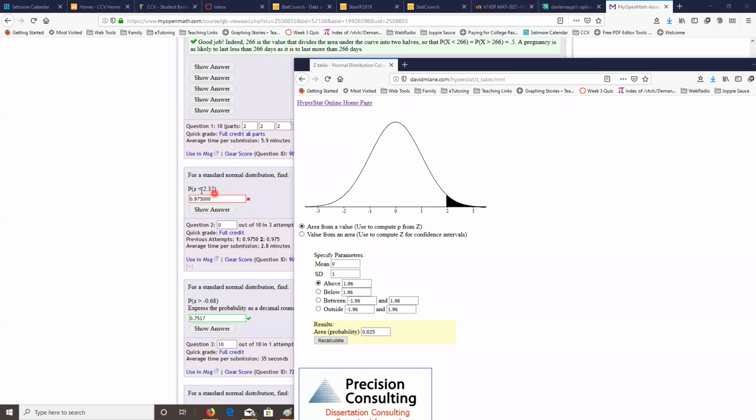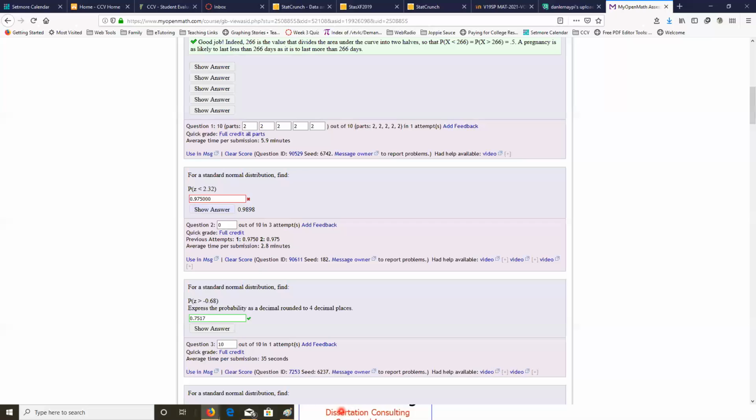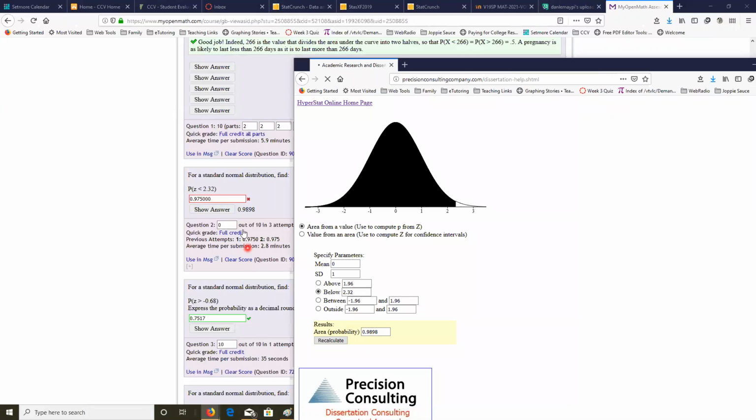Spotlight, yeah. So see how we're looking for a probability for a z-score of a value being less than that. So I'm on the standard normal curve. It tells me the standard normal distribution, which gives me a mean of 0 and a standard deviation of 1. And I'm looking for less than 2.32, so I want below. I'm just going to type in 2.32, and that's the probability. And that is the answer.